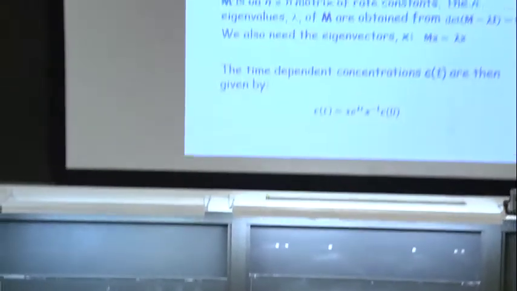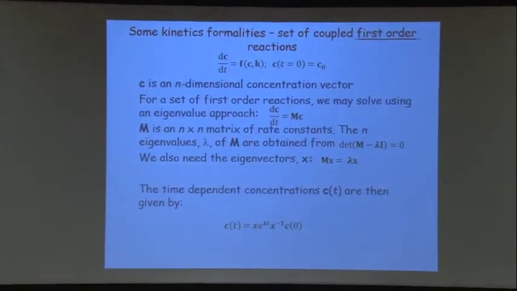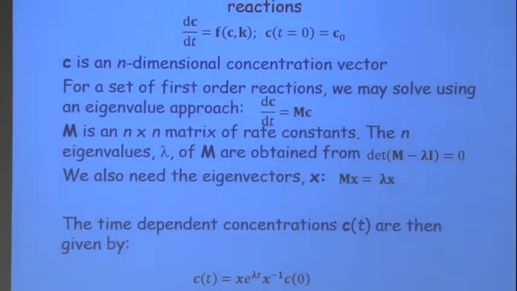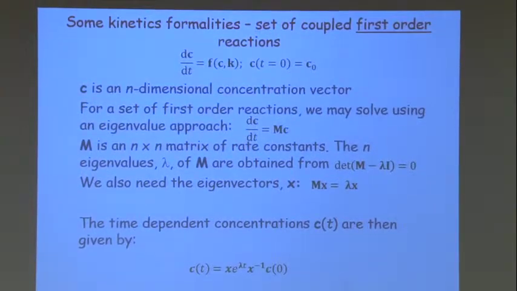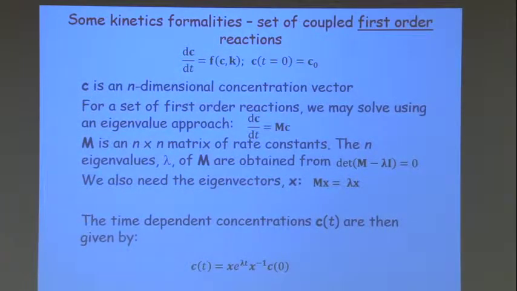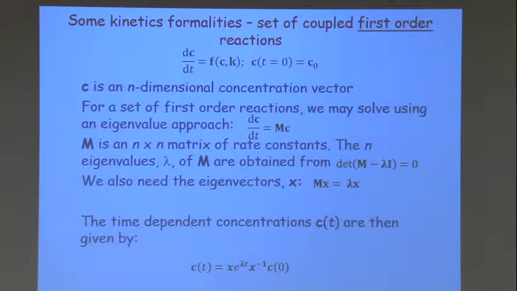So let's make life easy for ourselves, and let's have a look at a set of coupled first-order equations. So these are reactions that just depend upon a single concentration term and are linear in that single concentration term. So it's a little bit unrealistic, but it helps us understand what's going on. And this is a sort of generalized matrix notation for that reaction.